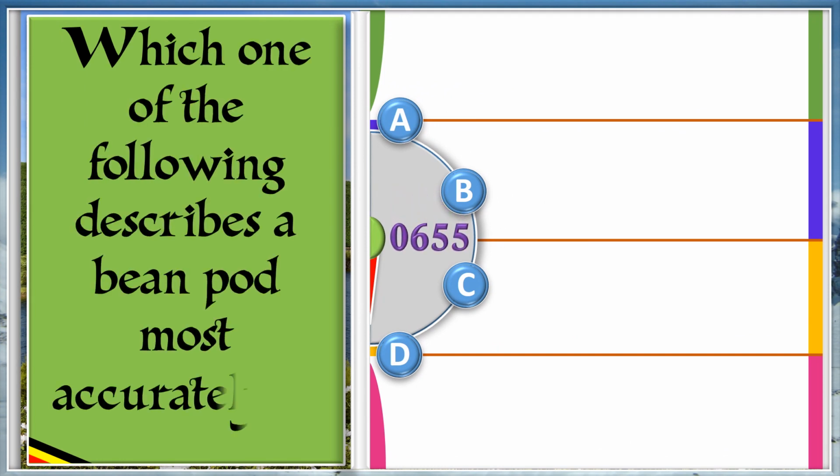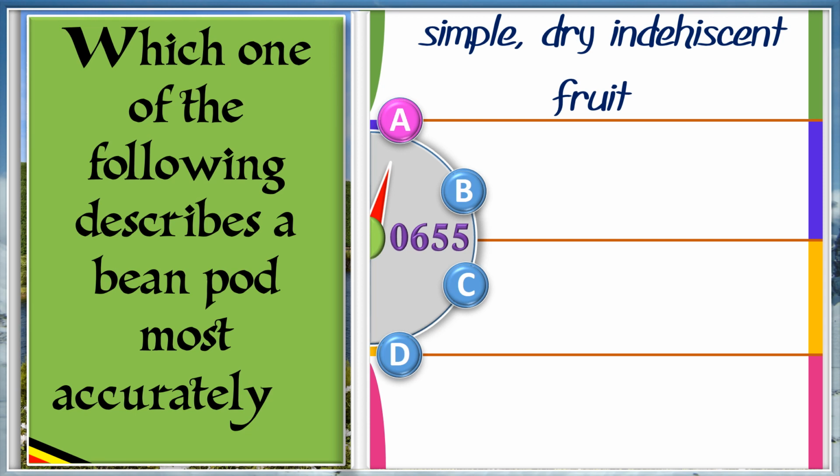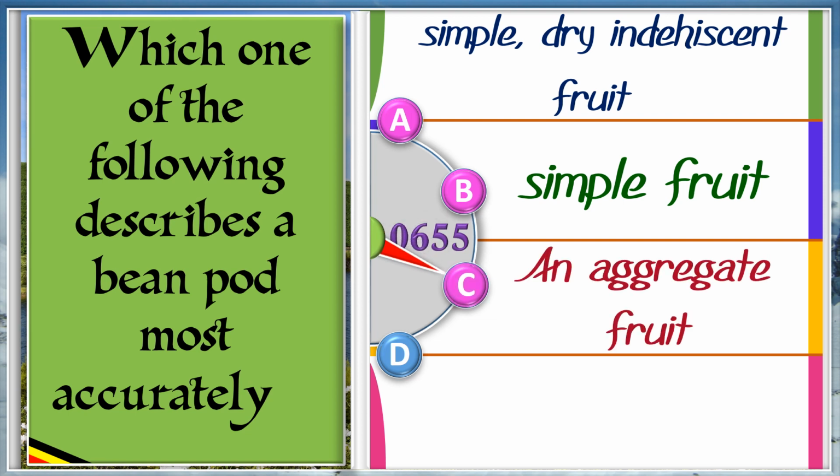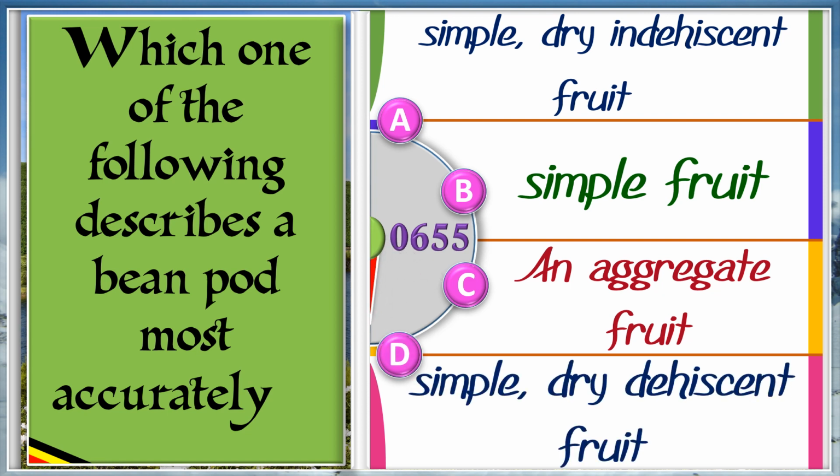Which one of the following describes a bean pod most accurately? A, simple, dry indehiscent fruit. B, simple fruit. C, an aggregate fruit. D, simple, dry dehiscent fruit. And the answer is D, simple, dry dehiscent fruit.